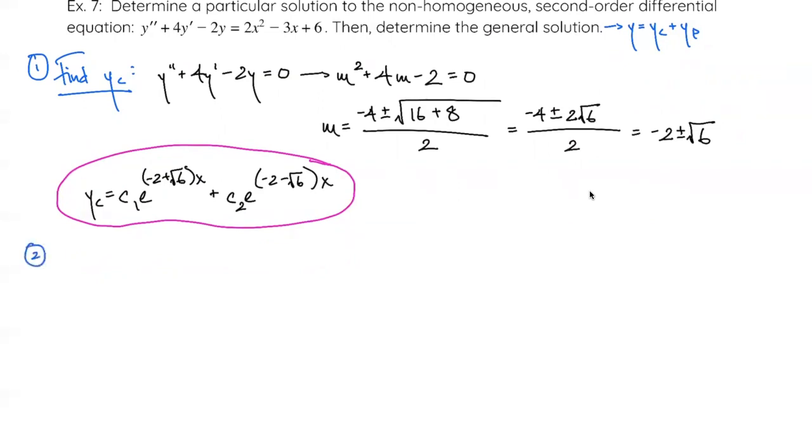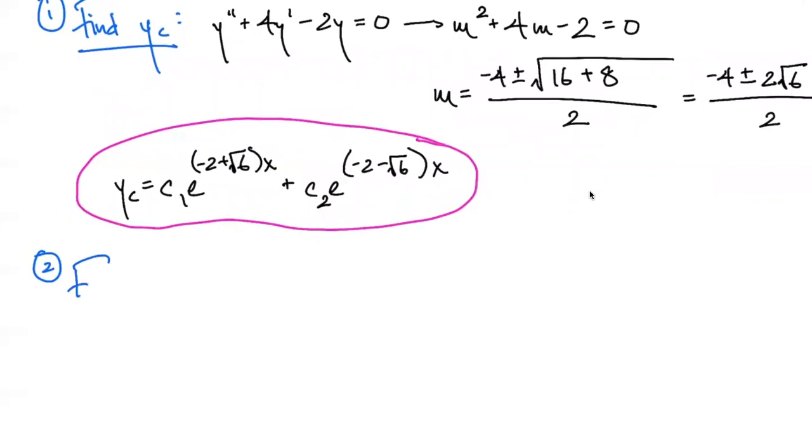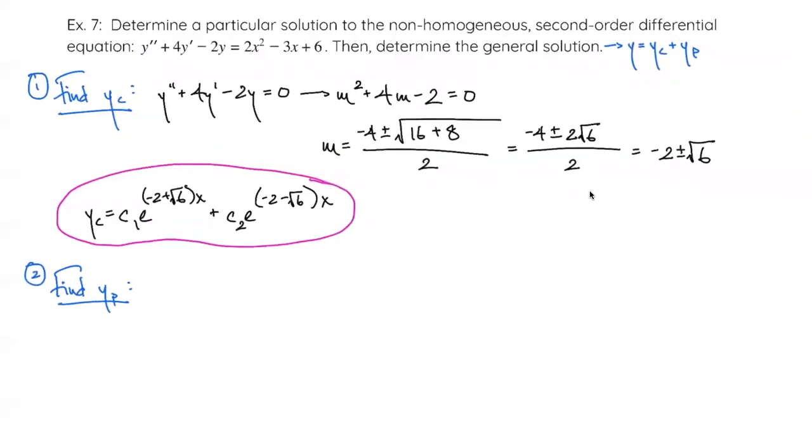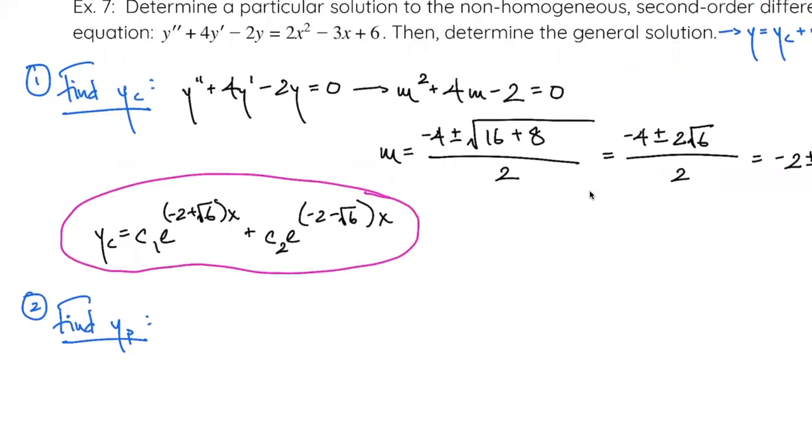All right, let's find the y sub p that goes with it. This is where we're going to take a look at the right-hand side, the g of x, and we're going to guess a solution for it. So y sub p, a good guess for this, well, I see a quadratic, right? 2x squared minus 3x plus 6 is quadratic. So a good guess for my y sub p would be ax squared plus bx plus c.